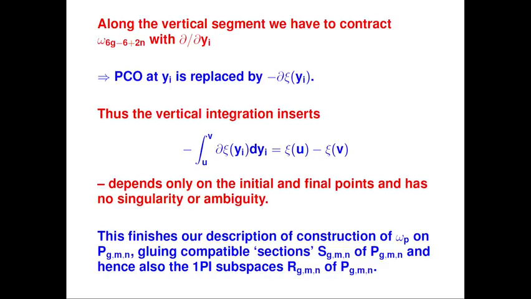So this basically finishes our description of the construction of omega p on PGMN, with gluing compatible sections SGMN, in which you have to do this vertical integration once in a while. And once we have said how to construct gluing compatible sections, this also tells us how to construct the 1PI subspaces, which I will denote by RGMN or PGMN. It is exactly the same procedure as in the case of bosonic string theory. Are there any questions?